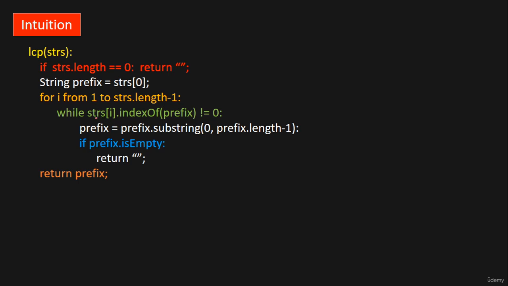Now here we're checking, does our current prefix start at index 0 in our current string? If it starts at 0, then we'll move to the next string. If not, then we're removing the last character using prefix.substring(0, prefix.length - 1). While running this loop, if we find the prefix is empty, then we're returning an empty string. At the end, we'll return just the prefix.